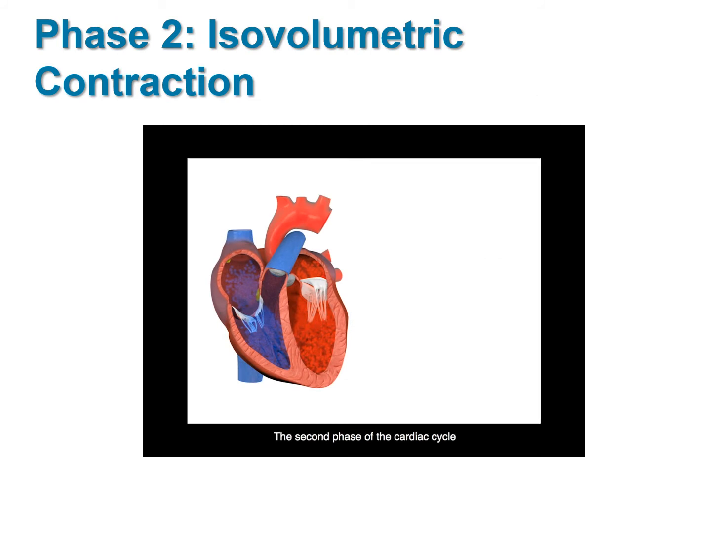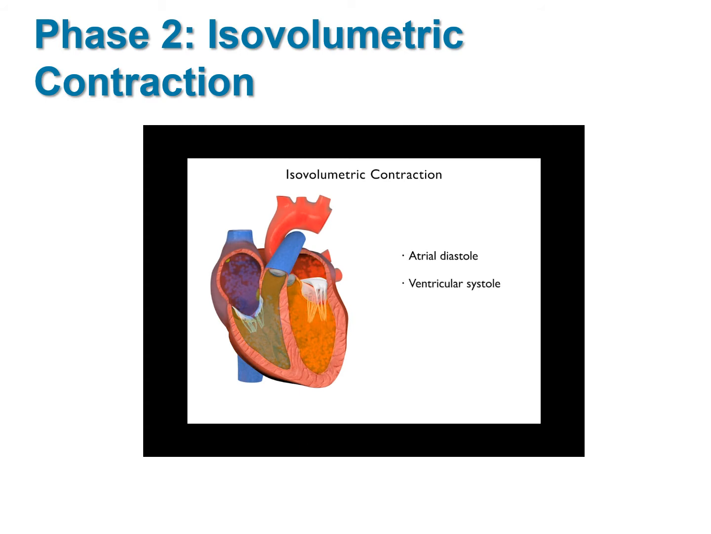The second phase of the cardiac cycle is isovolumetric contraction. Three main events occur during isovolumetric contraction. First, atrial diastole allows blood to begin returning to the atria from the pulmonary and systemic circuits. Second, while the atria relax, ventricular systole increases pressure in the ventricles.